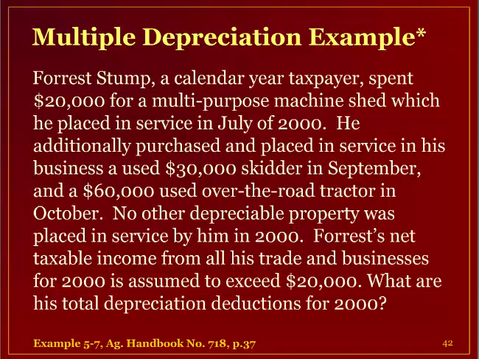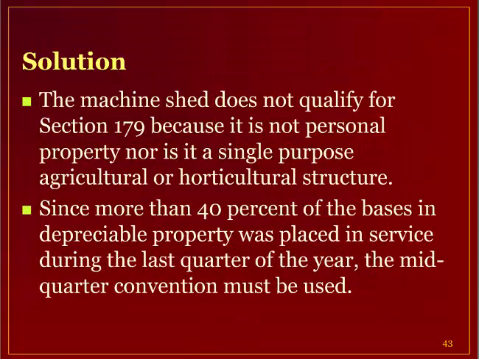Forrest's net taxable income from all his trades and businesses for 2000 is assumed to exceed $20,000, which was the limit of the Section 179 deduction in 2000. So what are his total depreciation deductions for 2000? All right, the machine shed does not qualify for Section 179 because it's not personal property, nor is it a single-purpose agricultural or horticultural structure. It's real property, so it doesn't qualify for the Section 179 deduction.